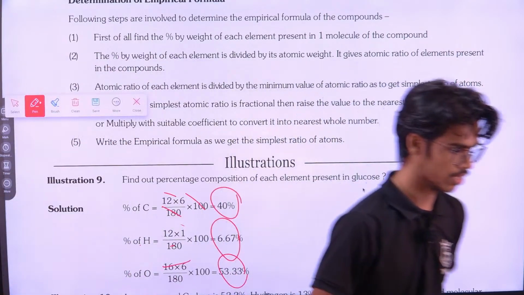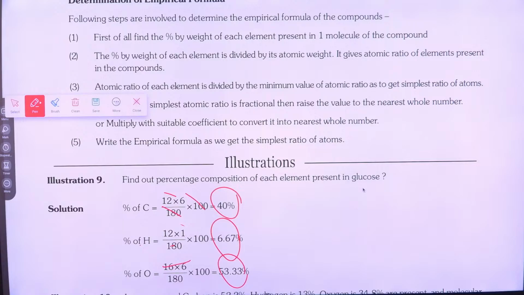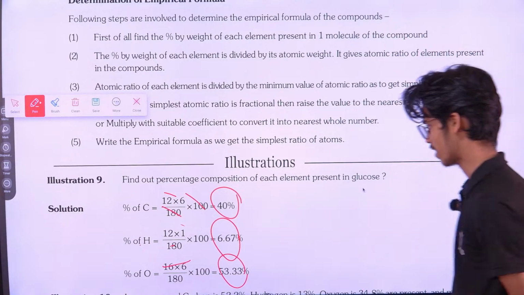Somebody is saying 44. Kanishka has written something, but she retracted the message. I was not able to read.